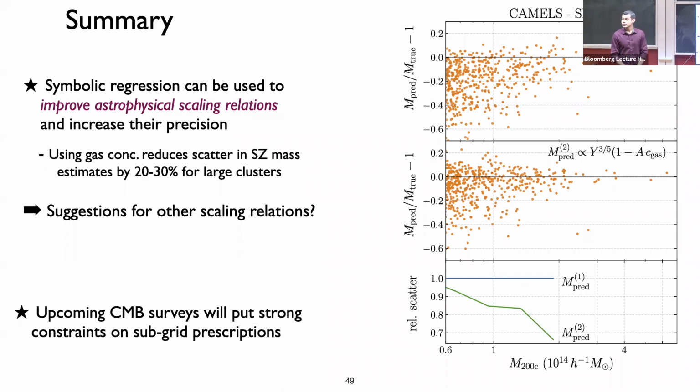Yeah, thanks for the talk. I'm curious, if somehow we find a certain subgrid model that completely agrees with observations, what conclusions will the field make about that subgrid model?